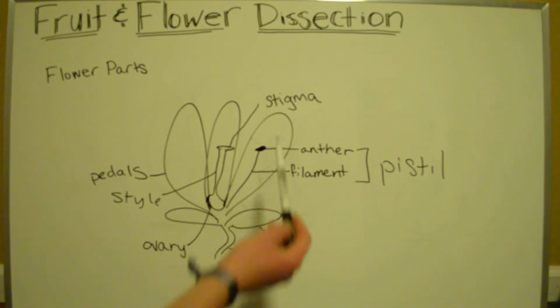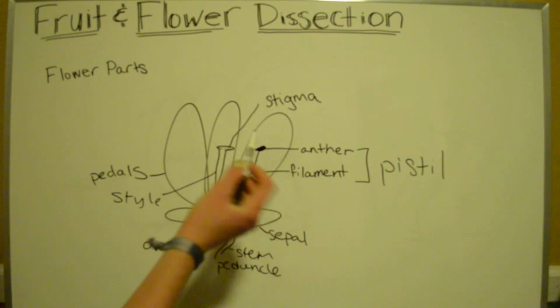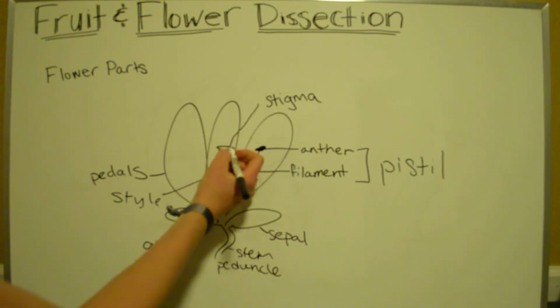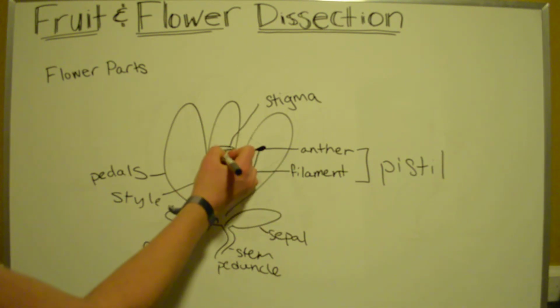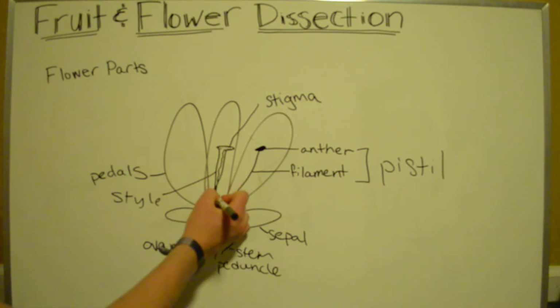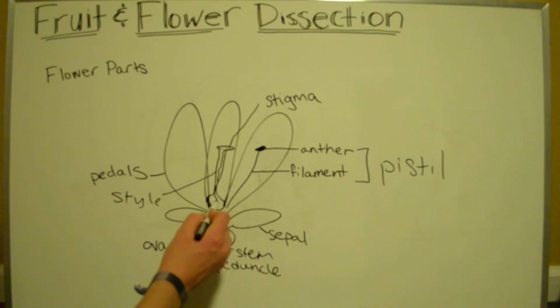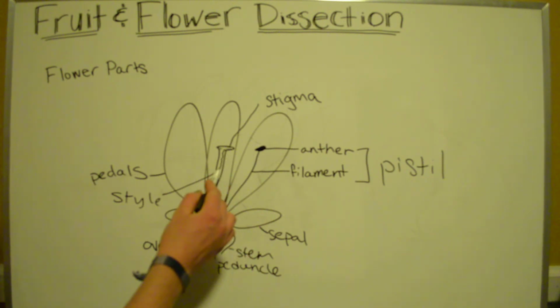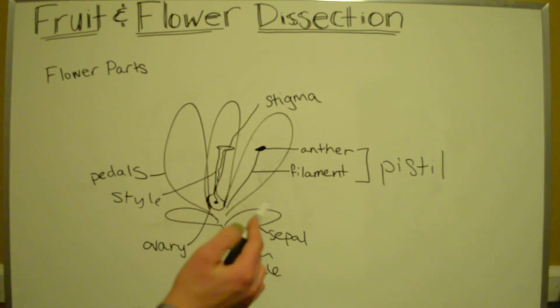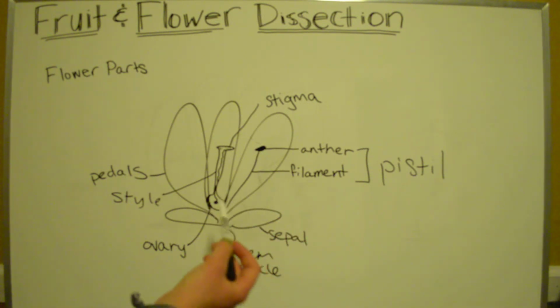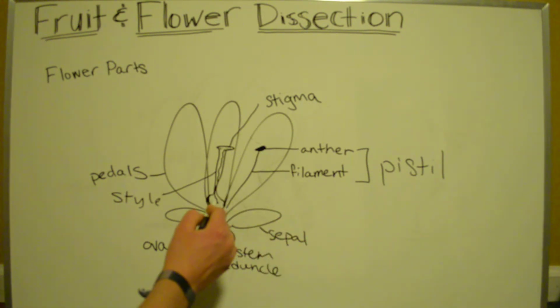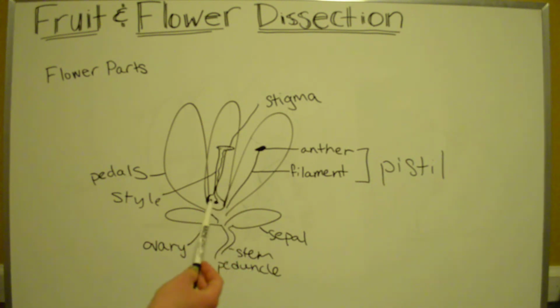So once those pollen grains get stuck onto the stigma right here, they're going to create this little tube down into the ovary. And they're going to fertilize that little ovule right there. So this is called the pollen tube. You will need to recognize that tomorrow. But once that's in there, we're going to start developing a fruit.